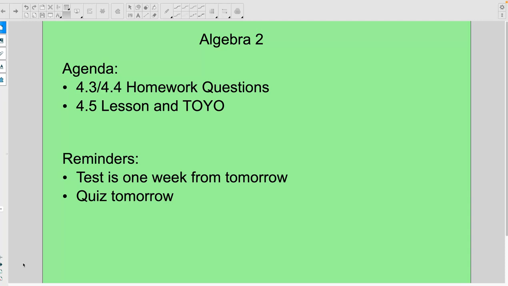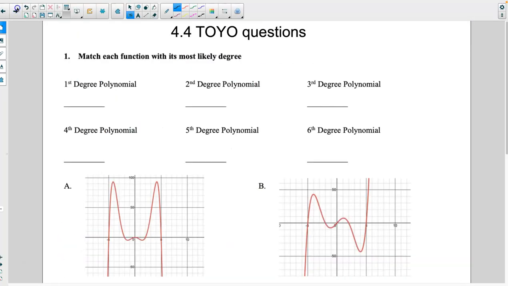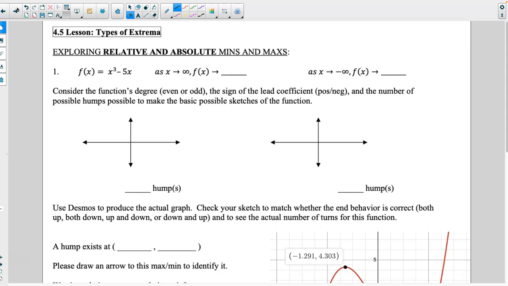In your note packet, which is 4.4, 4.5. I want you to start off by answering this. Now, humps is just another word for turns. Try to answer that, and I'm going to give you just about a minute and a half to do that, and then we'll go through it, and then we'll go through what the lesson of today is.